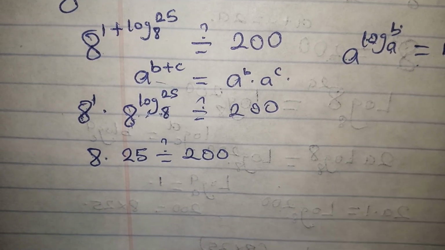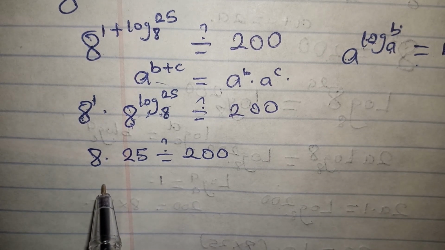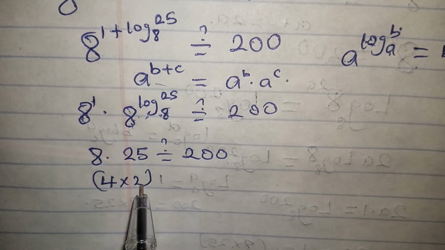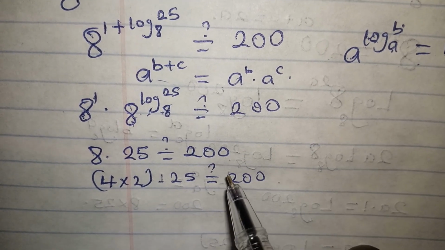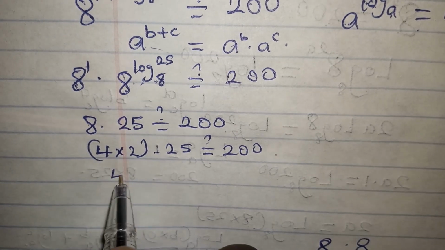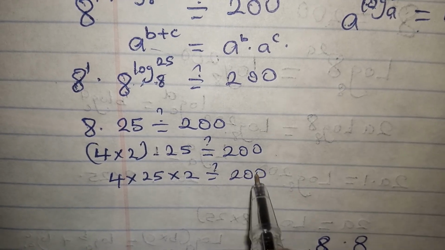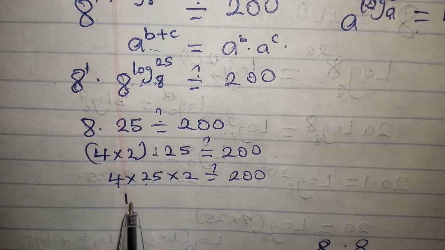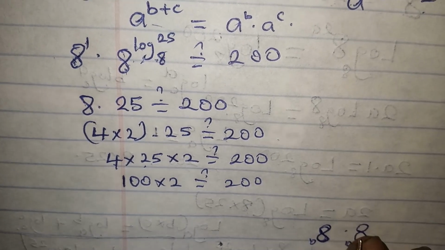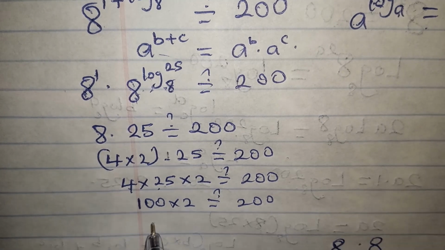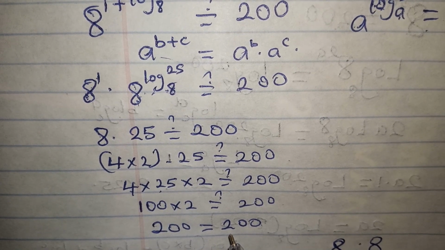From here we can simplify 8. We can say 8 is the same thing as 4 times 2, so 4 times 2 times 25 equals 200. So 4 times 25 gives us 100, times 2 is 200. If we expand it further, it becomes 200 equals 200. So the value of a in this challenge is correct.